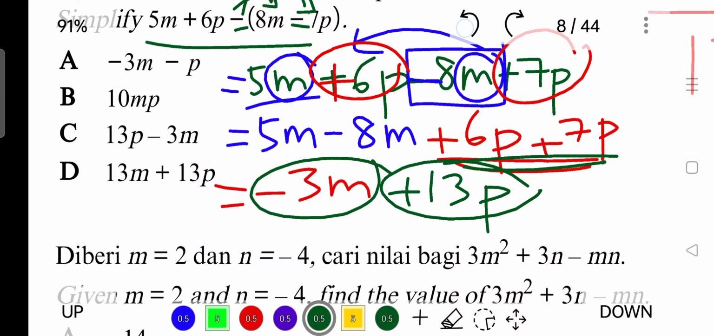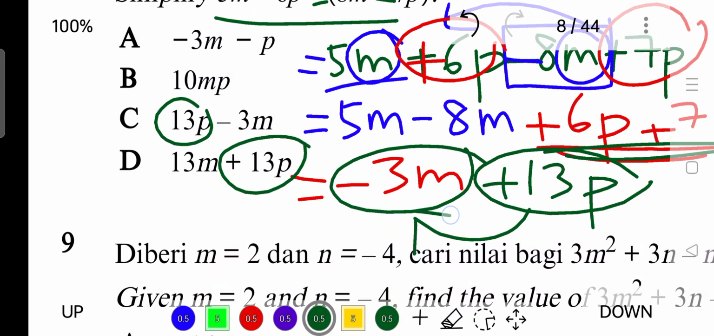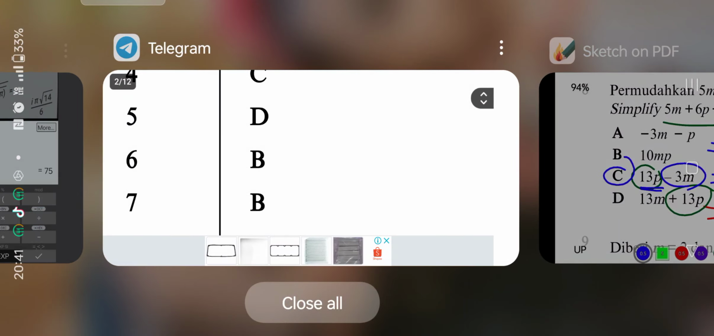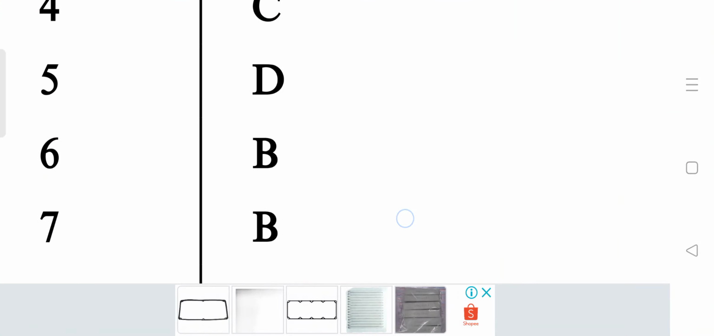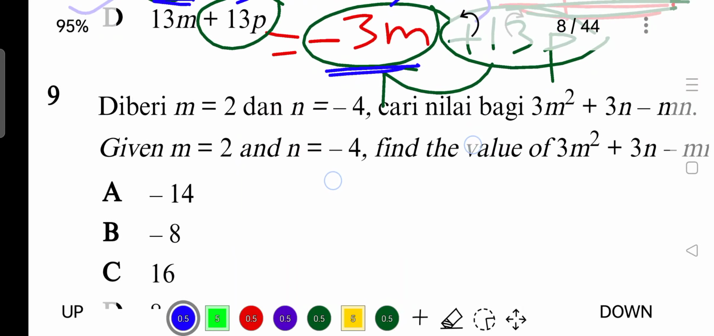But teacher, I don't see any answers here. I see 13p, but I see 13p and oh, okay. This has been written upside down. Do you see? 13p at the front and negative 3m is at the back. So no worries, they are still the same. Alright, as long as the symbol follows. So this is number 8, I guess. Number 8 is C. You got it correctly again. Well done. Let's move to number 9.